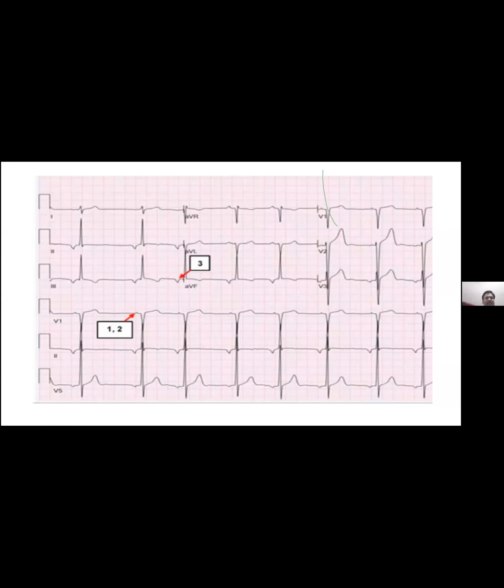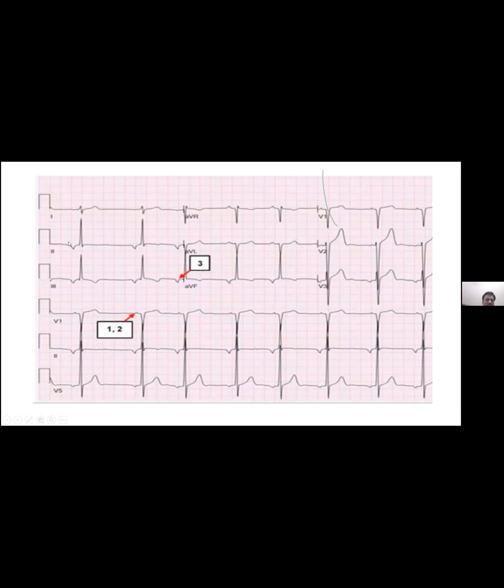That means it is not in sinus rhythm. That is not from the SA node. See here, in AVR, the P wave is upright. It should be inverted. The P wave is upright, which means it is not from the sinus node. Simple. So to diagnose whether it is sinus rhythm or not: an upright P wave in lead 1 is not there, and an inverted P wave in AVR is not there. It means the patient doesn't have sinus rhythm. It is something else.